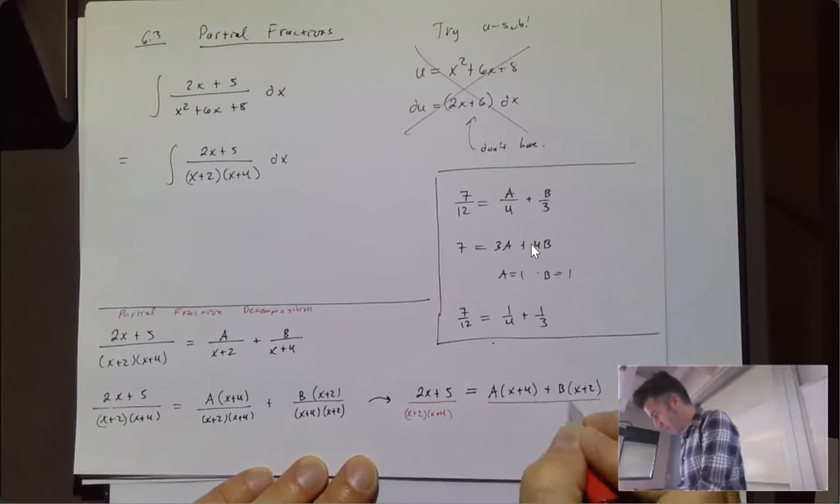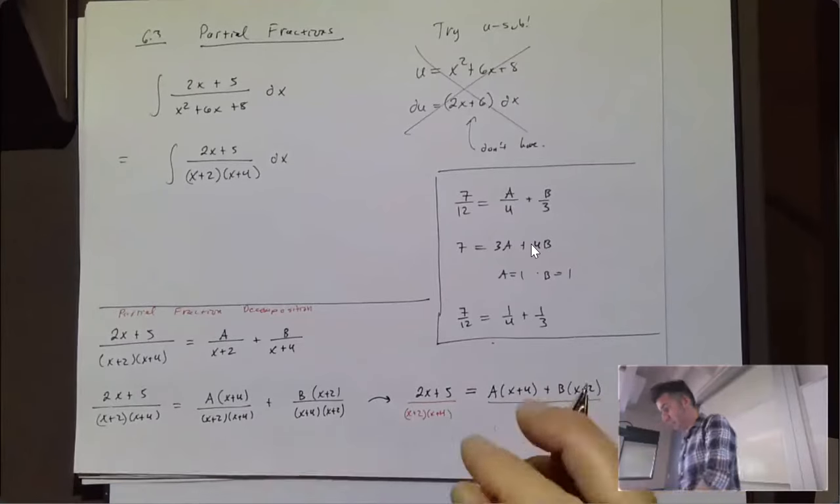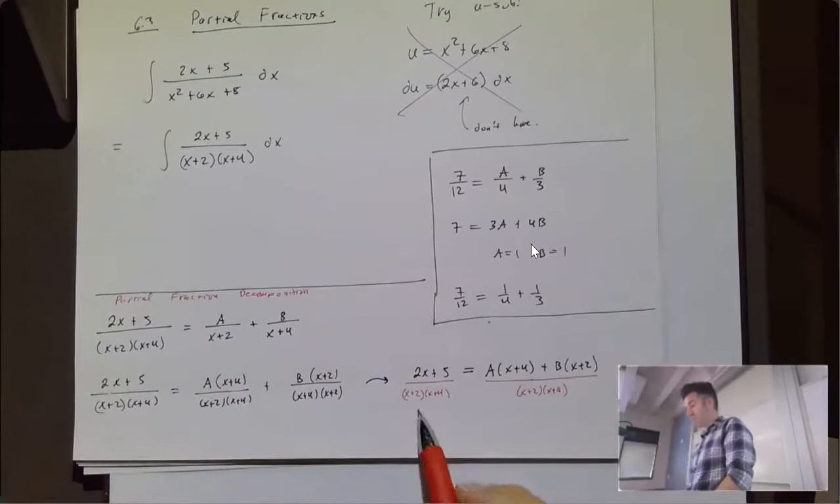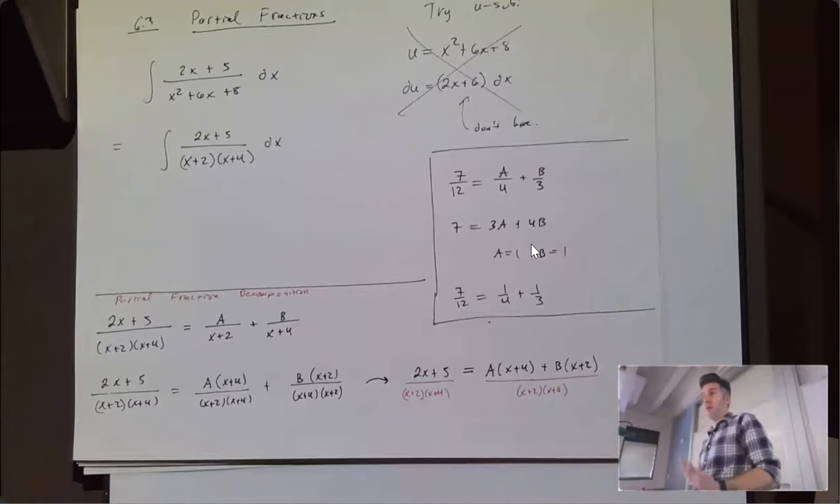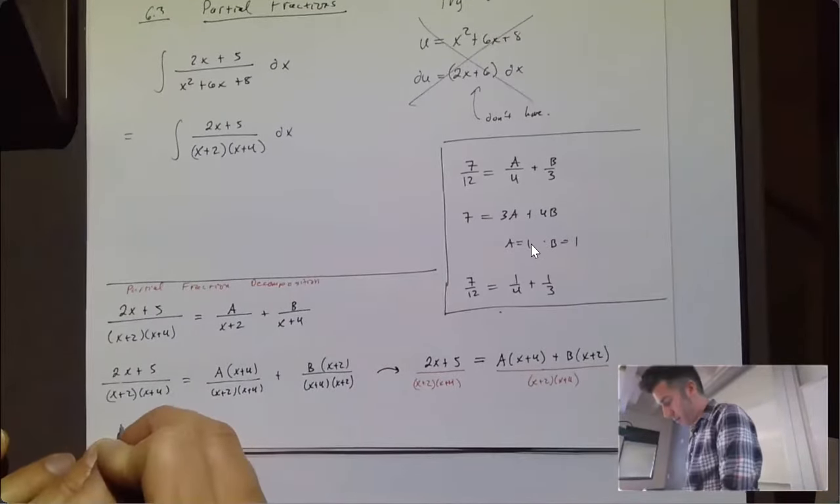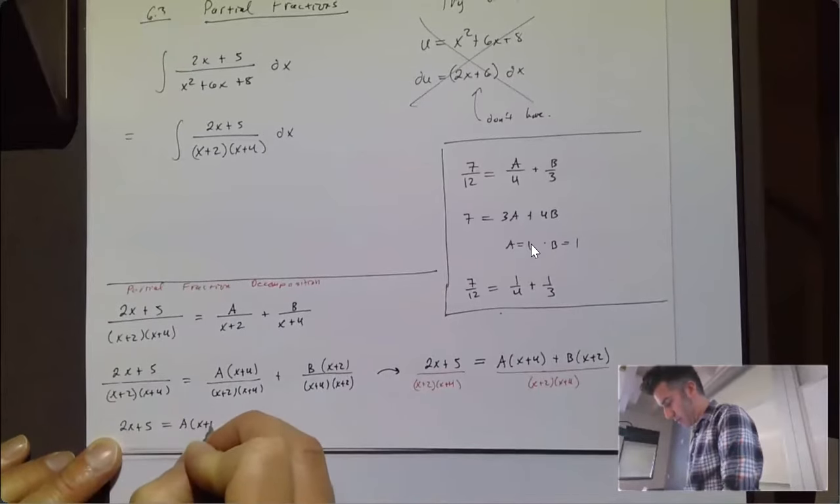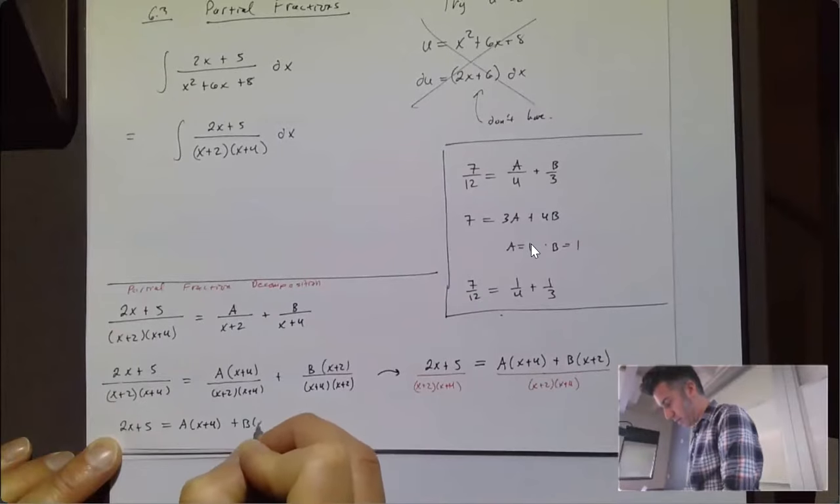And there's this denominator here, x plus 2 times x plus 4. But the point of this process is to figure out what a and b are. And I don't need those denominators in there to help me figure out what a and b are going to be. So all I really need is the equation 2x plus 5 equals a times x plus 4 plus b times x plus 2.